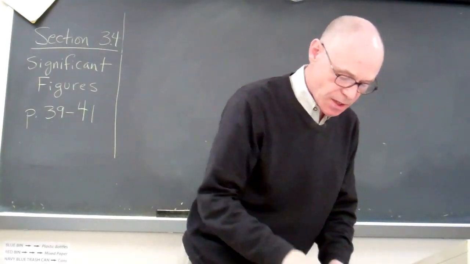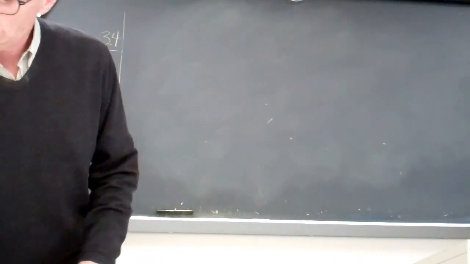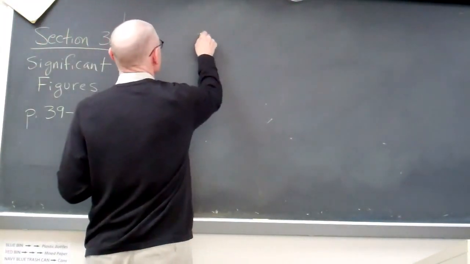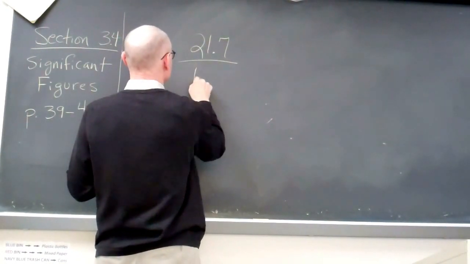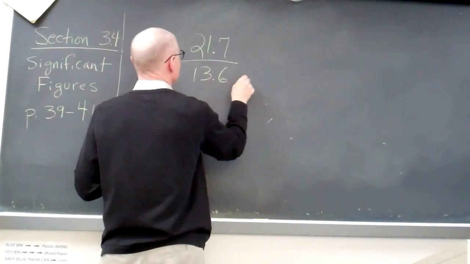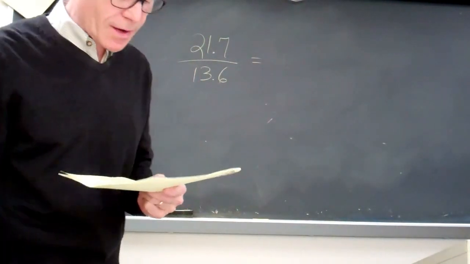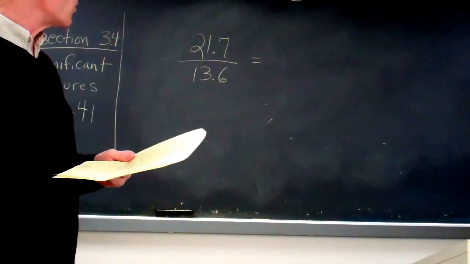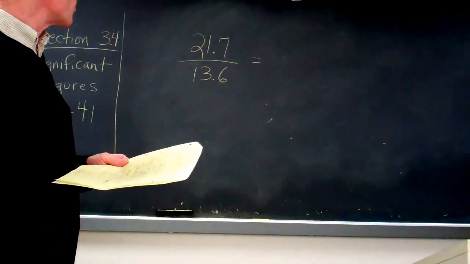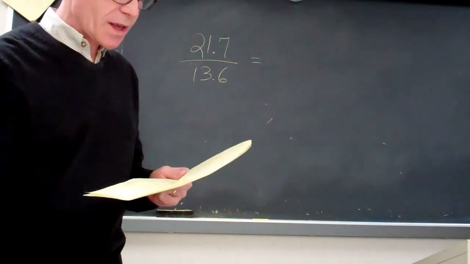And let's do one last example here. Here's another example. Let's assume these are measurements. I don't have units for you for this one. This is more just a mathematical example. So let's say you had these 2 measurements and you were dividing them. What's the proper way to express that answer?